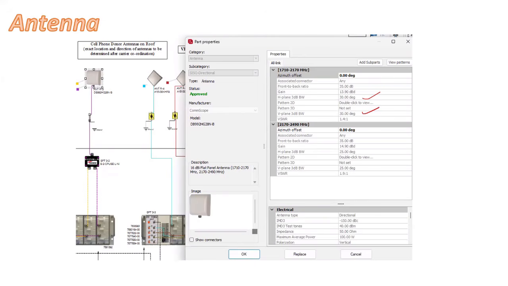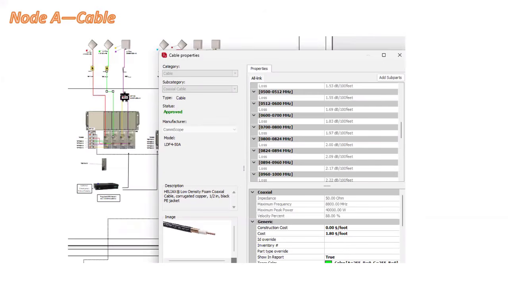You should also take care of the PIM value. What's the PIM value of this? In this particular antenna, the PIM value is negative 150 dB. After that, we should take care of the cable as well. Between the antenna and the RF card, or between the lightning protector and the RF card, we are using a coaxial cable. Right now we are using this LDF4-50A cable in this particular project.